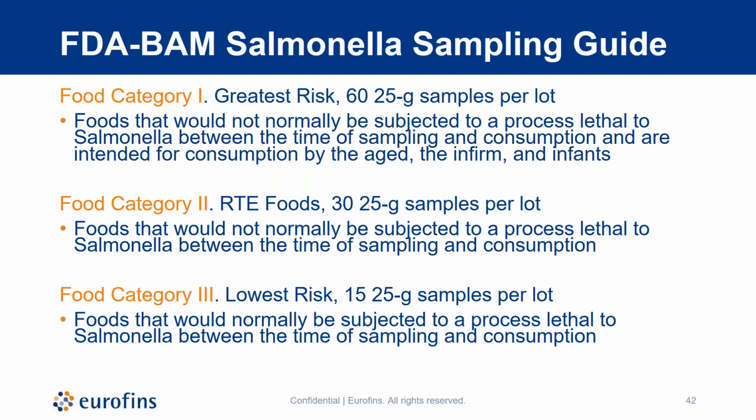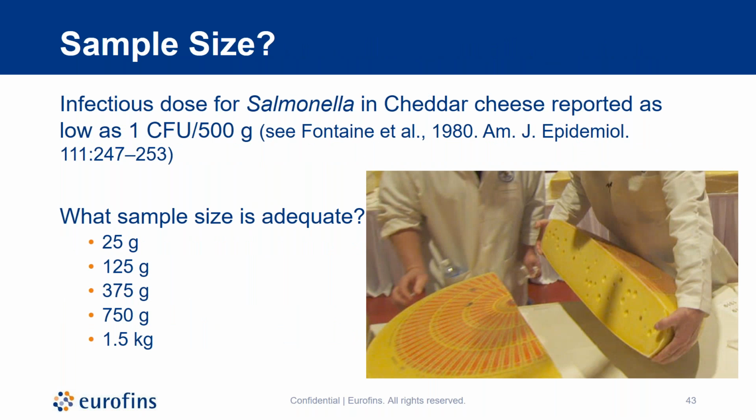So let's think about these sampling sizes and just do a reality check. There is one report that demonstrated an infectious dose for Salmonella in cheddar cheese was 1 colony forming unit in 500 grams. So if you are only collecting a 25-gram sample, or maybe you're compositing up to a 375-gram sample, what are the odds that you'll be able to detect 1 cell of Salmonella in a 500-gram portion of a production lot? And so the odds are relatively low at a 25-gram sample.